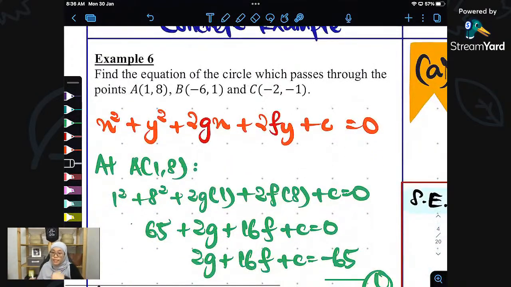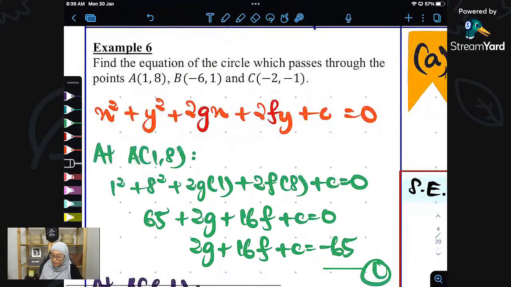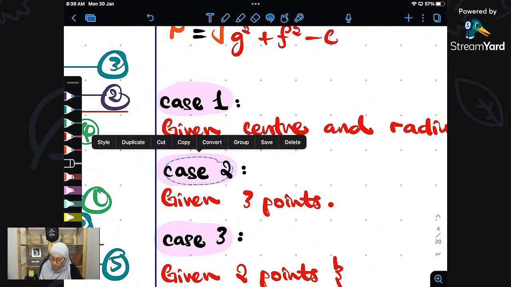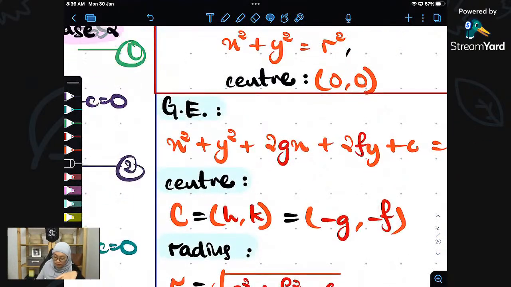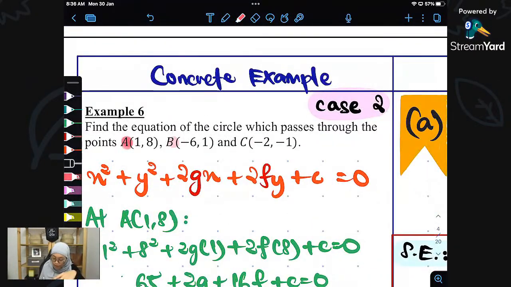Let's go forward to the next example. The next example here: find the equation of the circle which passes through the points A, B, and C. So it passes through the points A, B, and C. So this is case number 2, which is given 3 points. The 3 points are given to us in the question, which are point A, point B, and point C. I label it as case 2.